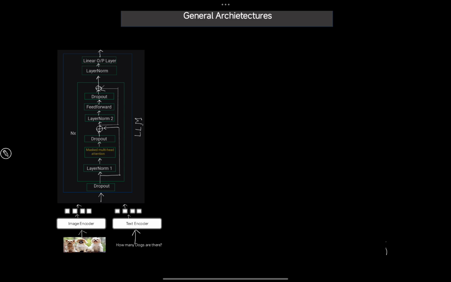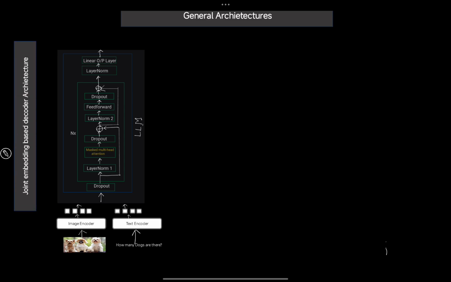In that LLM, typically it is a decoder-based architecture where we have a few layer norms and dropouts, and the main component is the masked multi-head attention, along with the later layers, which are feed forward layers or linear layers, right? So this we call a joint embedding based decoder architecture.